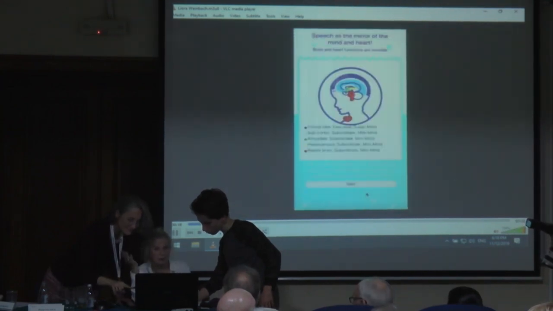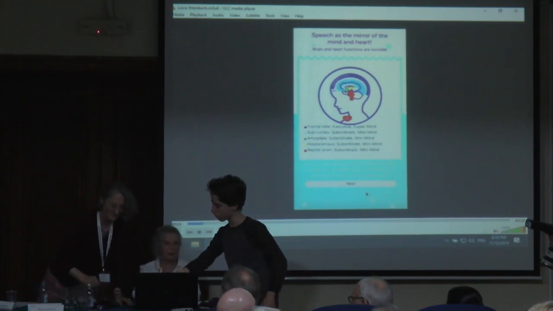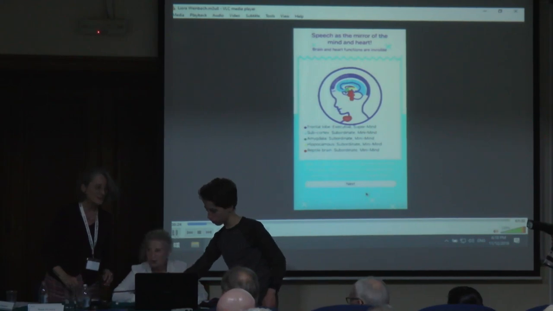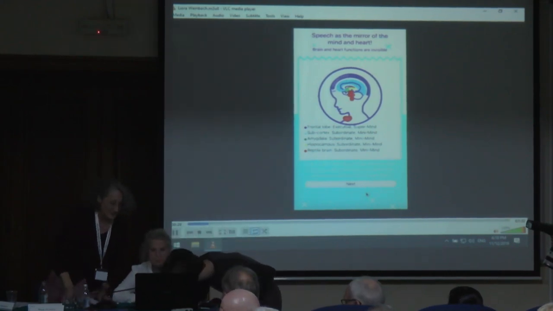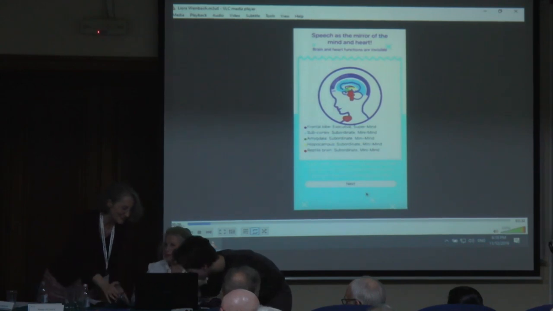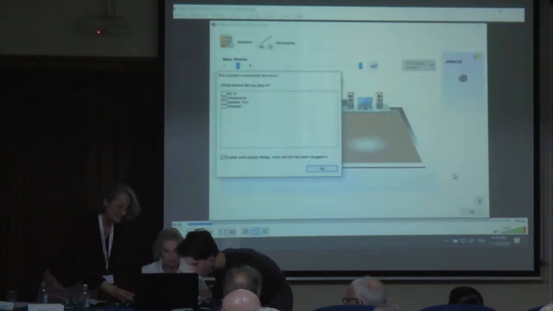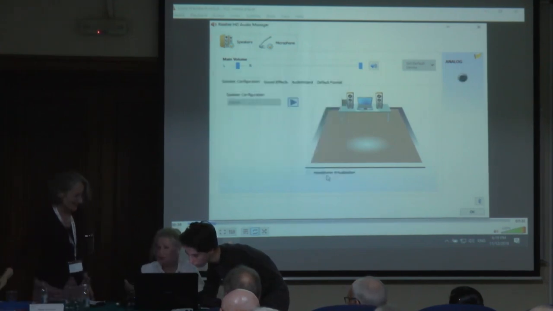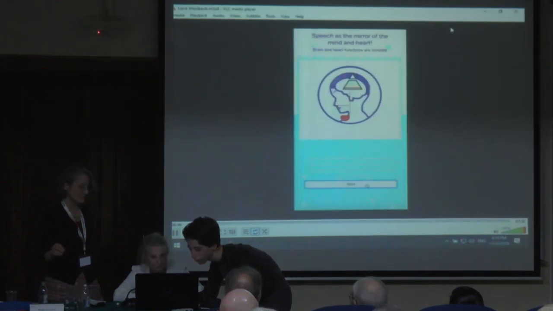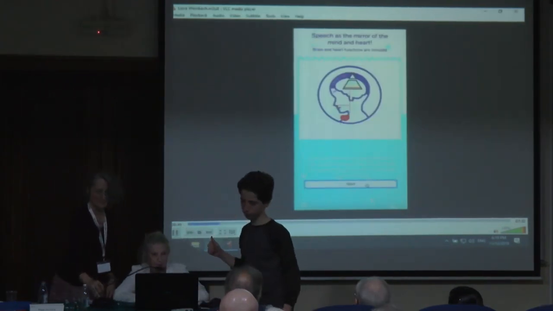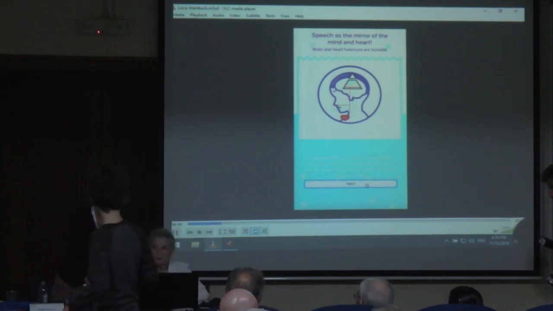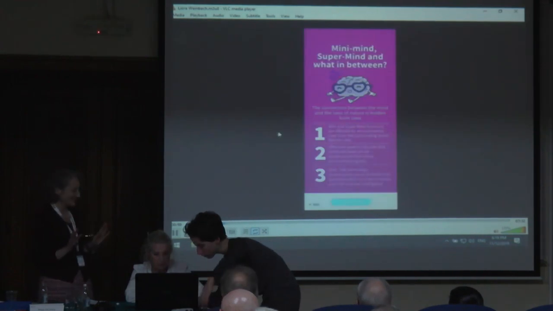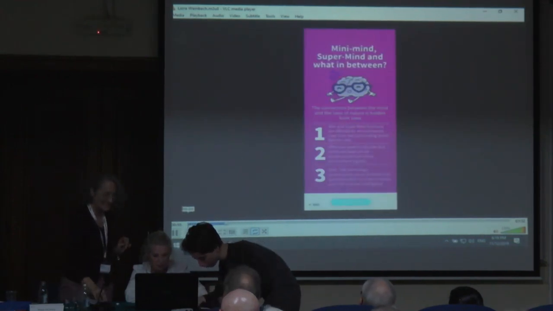Speech as the mirror of the mind and heart. Brain and heart functions are invisible. Two inherent mechanisms in the human brain. Lower mechanism to activate the primitive functions, the mini mind. Higher mechanism for advanced human functions, the supermind. Mechanisms are fast and automatic. They activate the mini minds and switch off and disconnect the executive mind. The result is hurtful speech. The mini mind, the super mind, and in between.